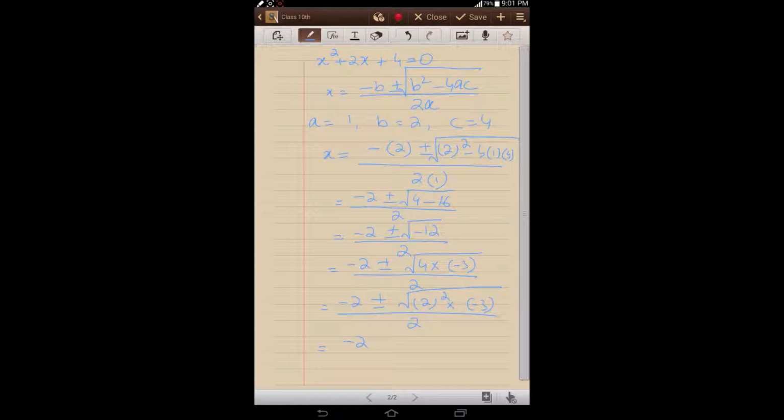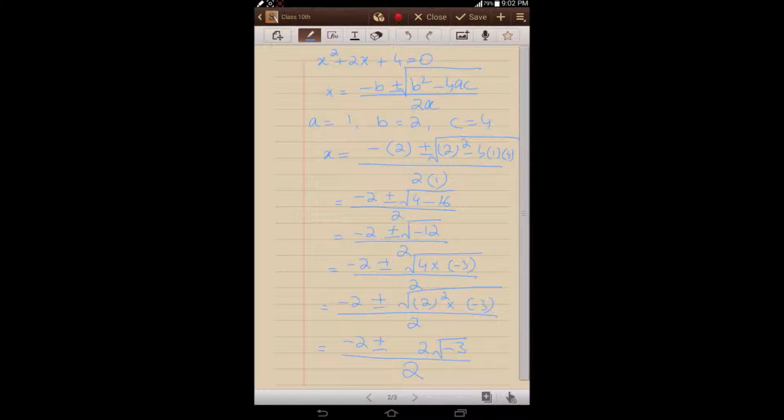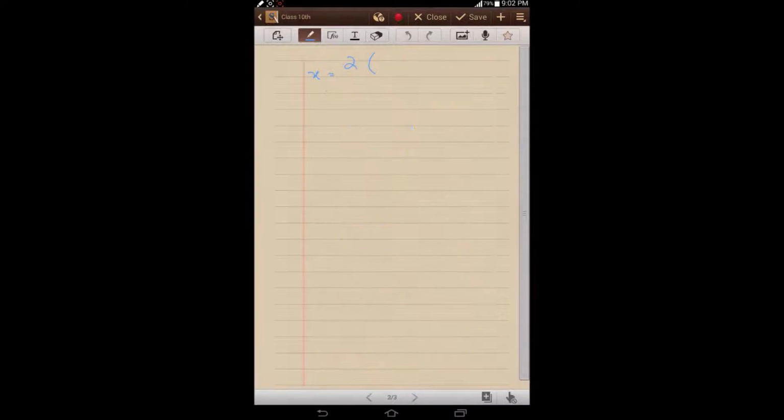Further we can write it minus 2 plus minus 2 into square root of minus 3, because 2 had square, so it came out from the square root, divided by 2. So if we take 2 common, what we will have? Minus 1 plus minus square root of minus 3, divided by 2. So x is equal to minus 1 plus minus square root of 3 divided by 2.